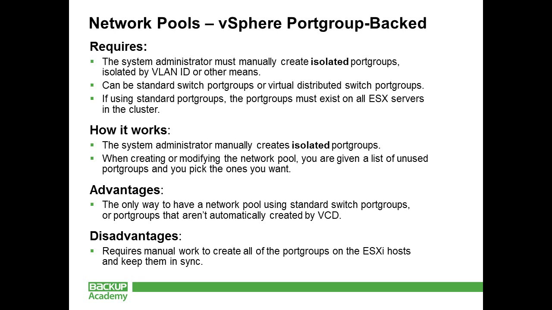So as you can imagine, this is okay for a limited number, but it starts causing a challenge from a management perspective if you want to create lots and lots of networks on demand. You have to go in and manually create these port groups. So the advantage, it's the only way to have a network pool using a standard vSwitch. So if you don't have any DV switches, this is your only option. And the disadvantage is it requires manual work to create all the port groups on the ESXi servers and keep them in sync.